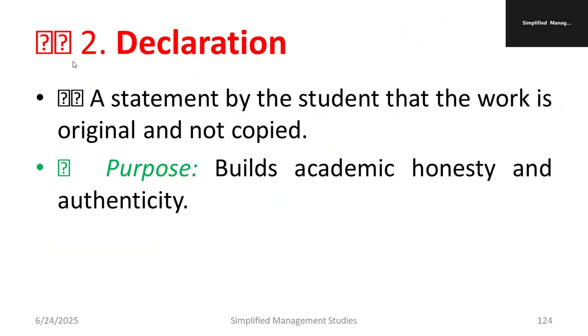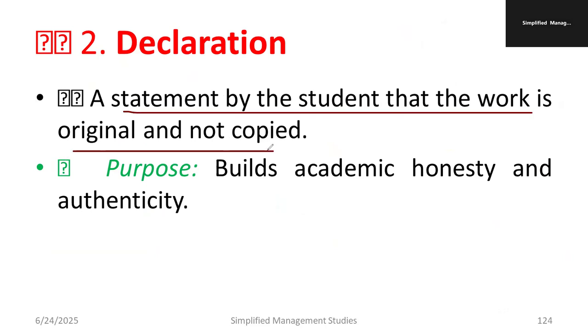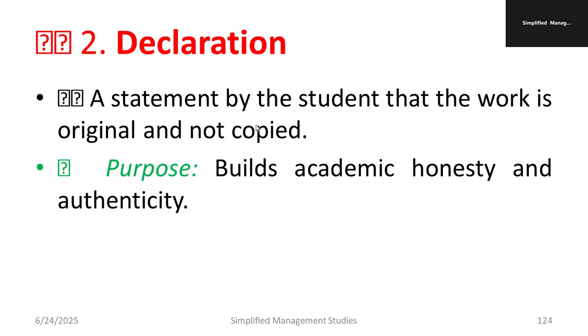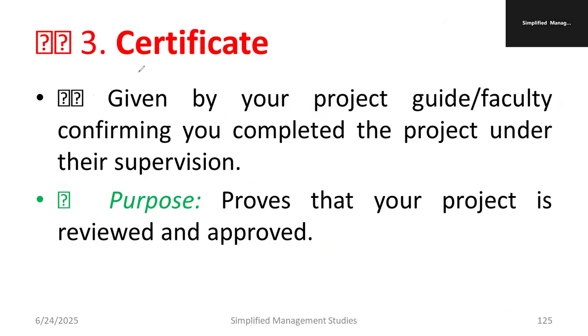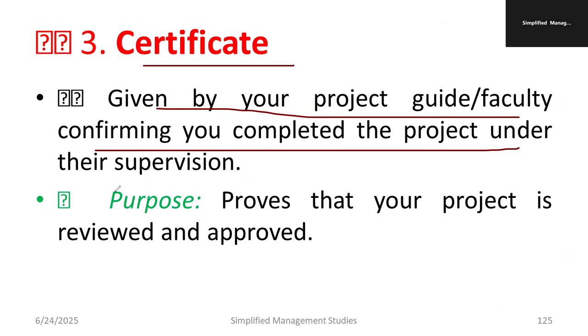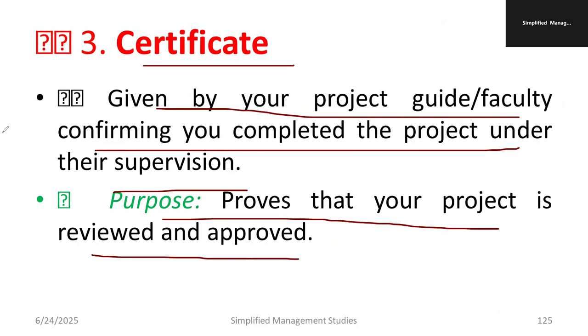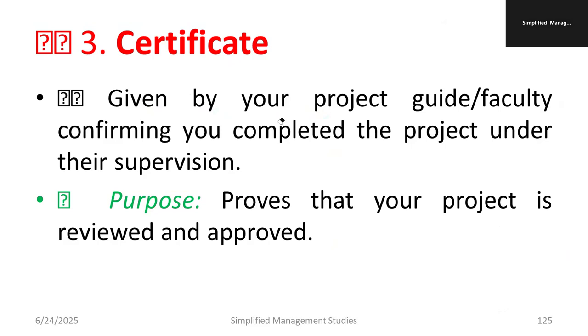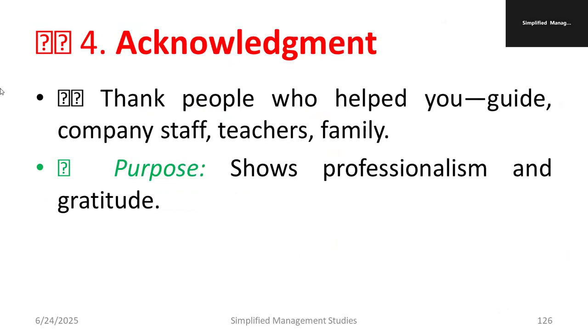Then the declaration statement is also important. A statement by the student that the work is original and not copied from other sources. The purpose is to build academic honesty as well as authenticity. That is also very important because it has to follow the university format. Moving on to the certification, given by your project guide or faculty confirming you completed the project under their supervision. The main purpose of this certificate is to show that your project is reviewed as well as approved, because there will be a signature as well. That means it is authenticated by the university and done under the supervision of the guide.